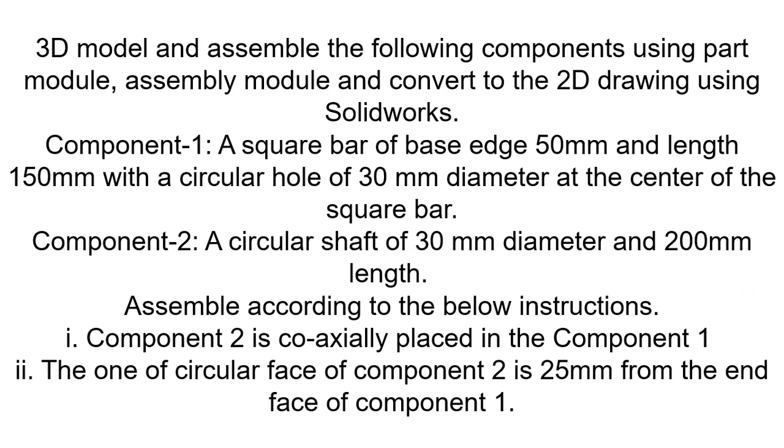I will be demonstrating how to develop a 3D model in SolidWorks and assemble both the components together in the assembly module. We have two components. Component 1 is a square bar of base edge 50 mm and length 150 mm, which contains a circular hole of 30 mm diameter at the center of the square bar. Component 2 is a circular shaft of 30 mm diameter and 200 mm in length.